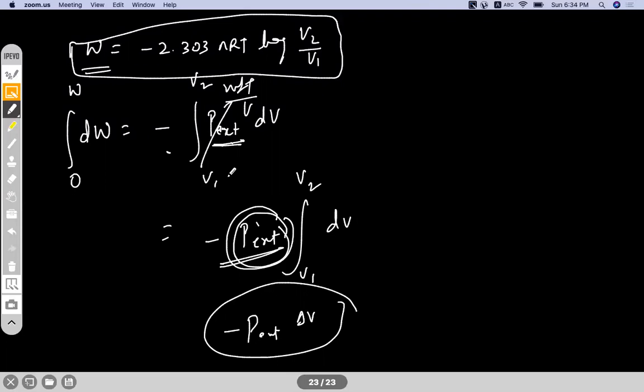External pressure is always constant. We are disturbing it. Understood, Aditya? Yeah. So this is one thing. So I hope you understood now the reversible process and why P external is not constant in reversible process.